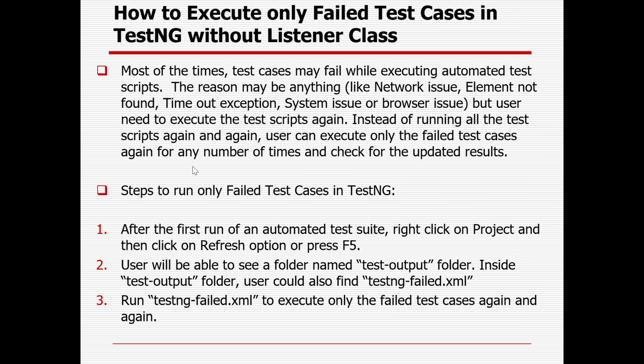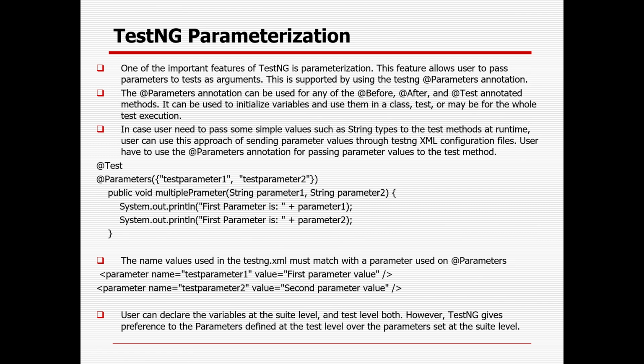In case you have 1000 test cases and some test cases fail, it is not recommended to execute all the test cases again and again. Instead, you want to execute only the failed test cases. You can do this without a listener class or with a listener class. Without a listener class, go to the test-output folder, where there is a file called testng-failed.xml. If you open it, only the test cases that failed will be displayed, and you can run only those. With a listener class like IRetryAnalyzer, you can give the maximum number of iterations to rerun the failed test case. But if the test case passes, the remaining iterations will be ignored or skipped.